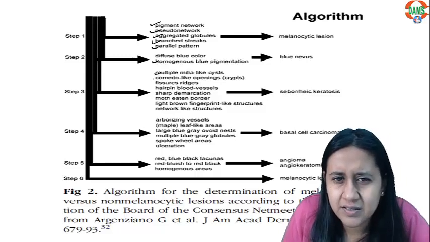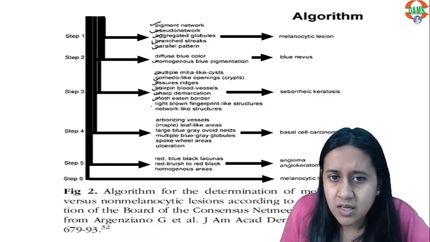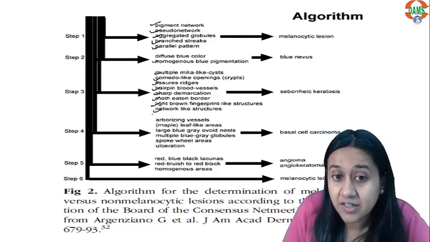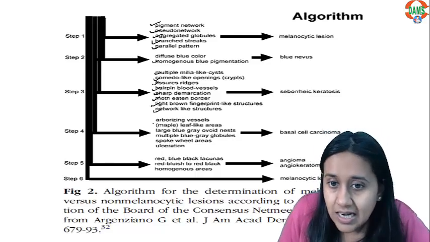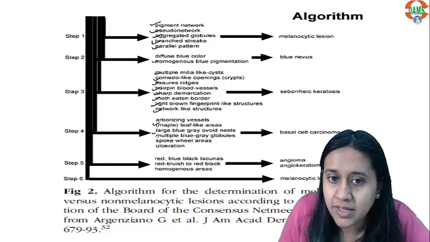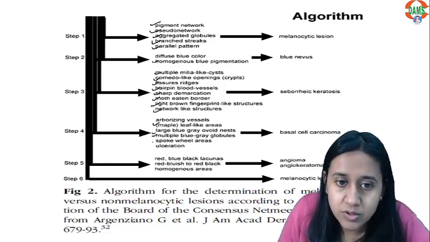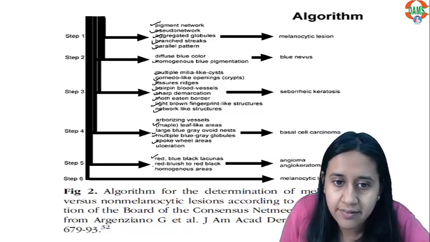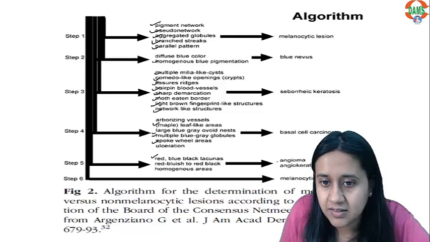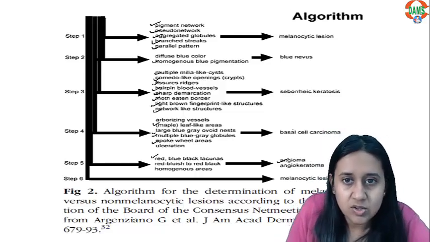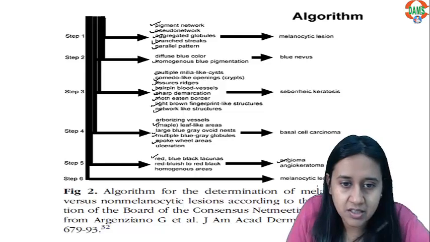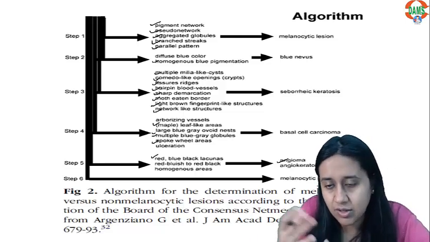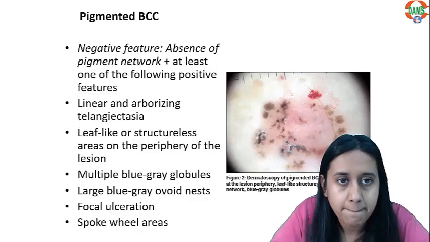Multiple milia-like cysts, comedo-like openings, fissures, hairpin blood vessels, sharp demarcation, moth-eaten borders, light brown fingerprint-like structures, network-like structure: seborrheic keratosis. Arborizing vessels, large blue-gray ovoid nest, then globules, spoke-wheel areas: basal cell carcinoma. Red-blue lacunae, red-blue to red-black homogeneous area: this is angiokeratoma. So like that, melanocytic and non-melanocytic nevi, you have to check with the help of this algorithm.